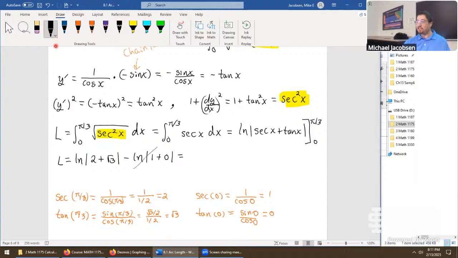That comes up a lot, it turns out. Natural log 1, natural log e just seems to be baked into a lot of questions. So our final expression for the arc length is natural log 2 plus root 3. I dropped absolute values just because of the positive quantity.